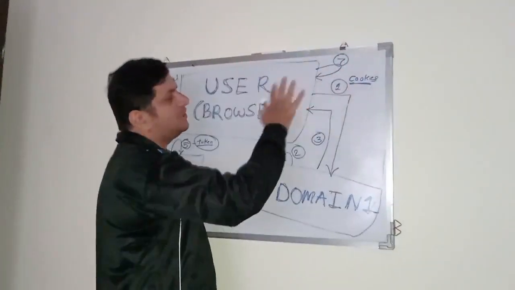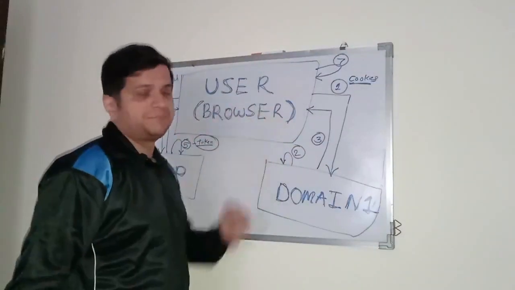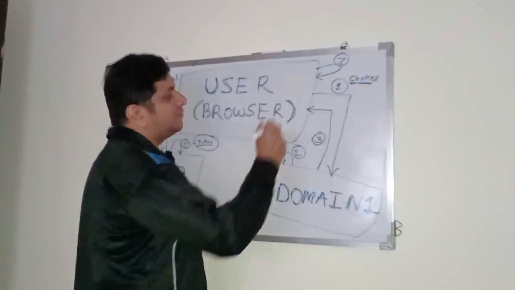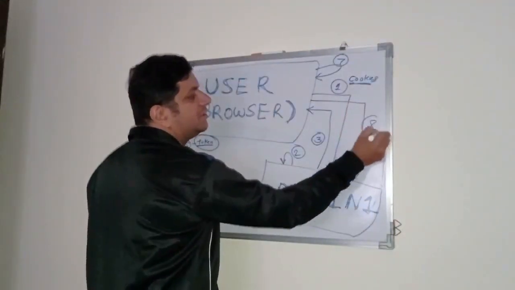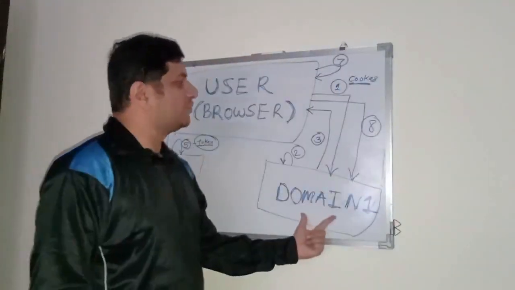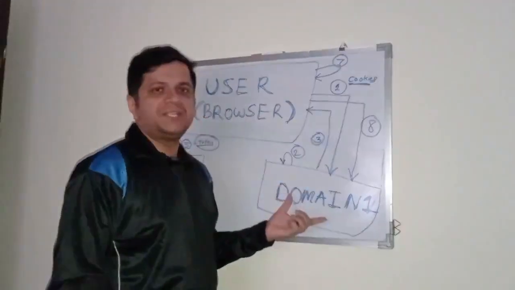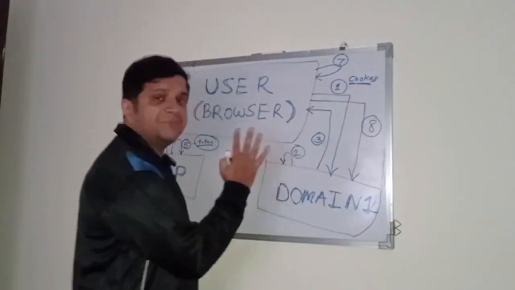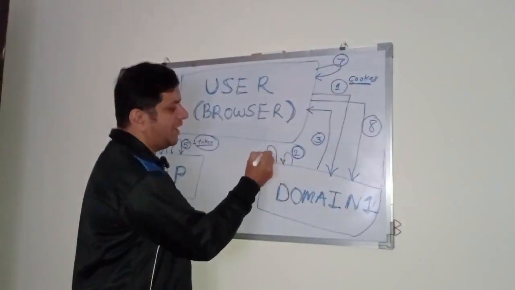What does the browser do in step number 7? It stores that token in a cookie. And step number 8 is it follows the instructions from the IDP to redirect to domain 1. Now domain 1 does the same thing as step number 2, but let's call it step number 9.